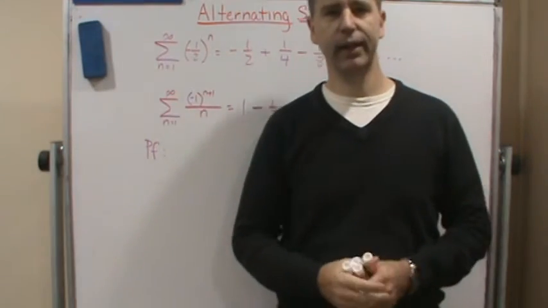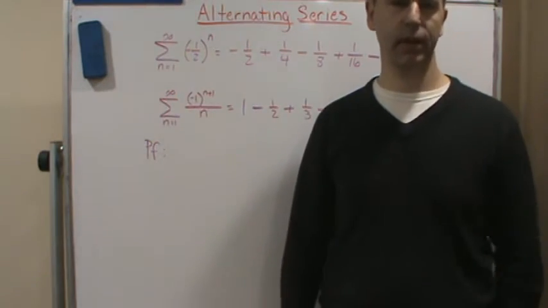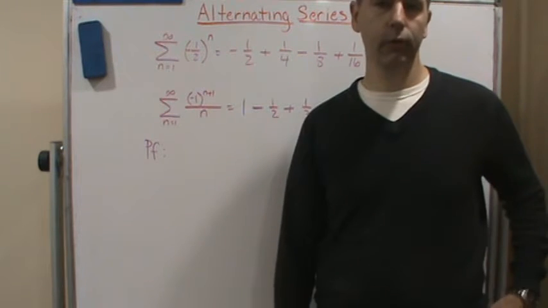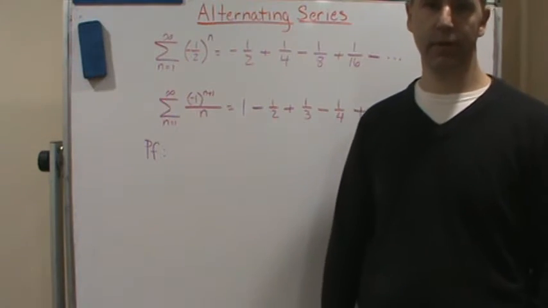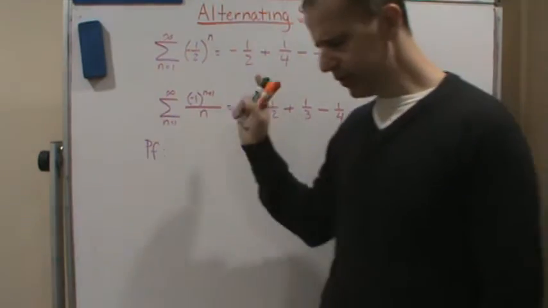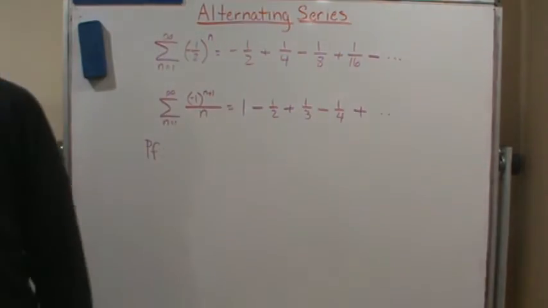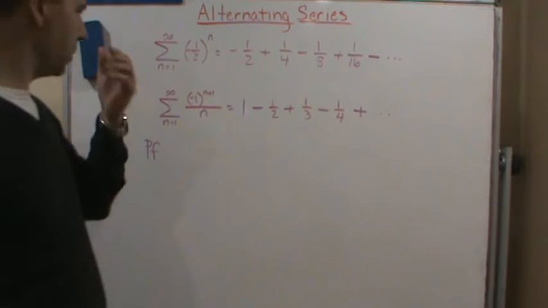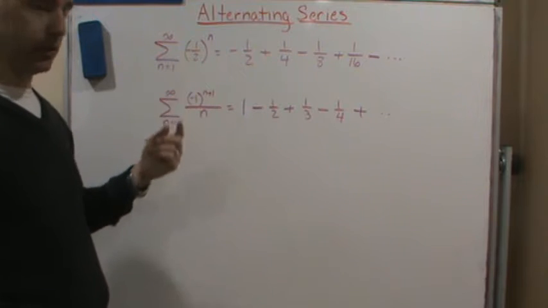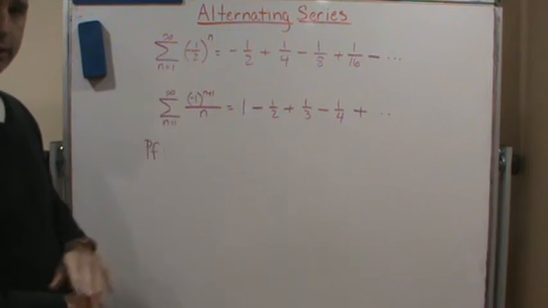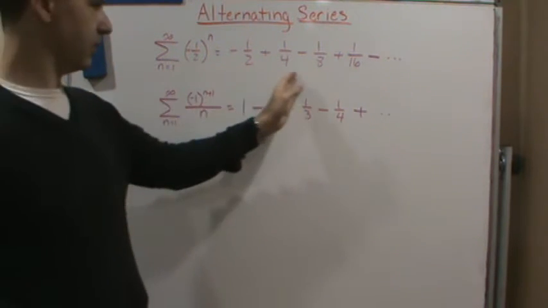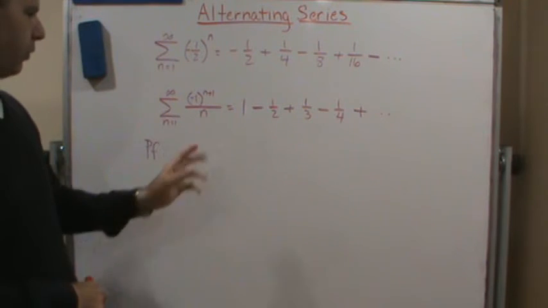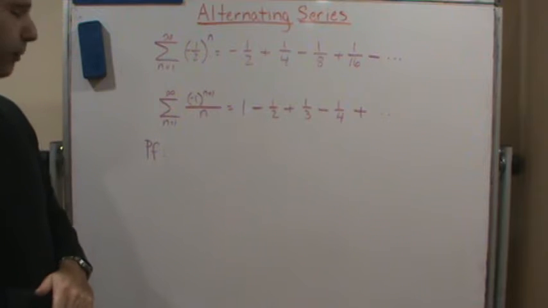Okay, welcome back. Now we're going to take a look at a couple of specific alternating series, and then we're going to do a proof for the alternating harmonic series. These two series here are just a couple of examples of alternating series. The first one you can see is a geometric series where the absolute value of r is less than 1, so this is a convergent geometric series. The other one here is what we call the alternating harmonic series.